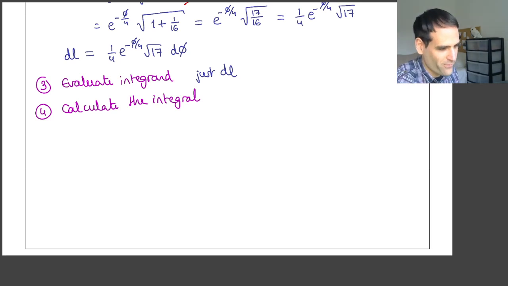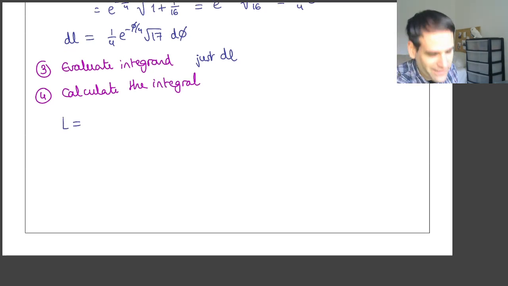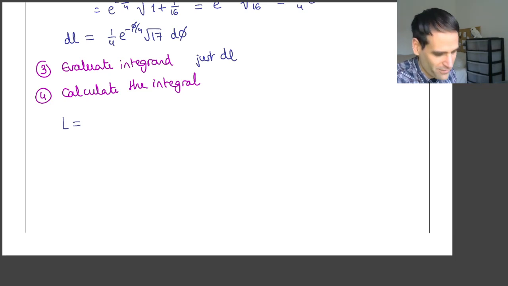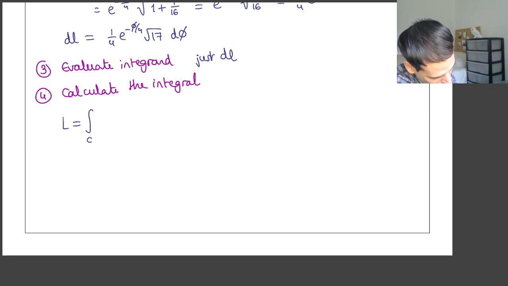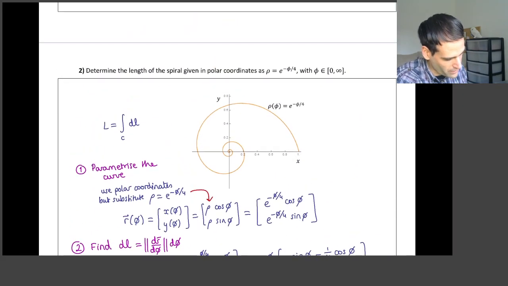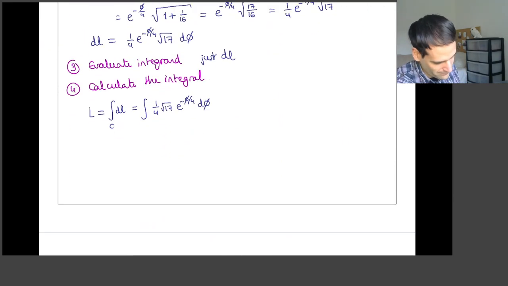So let's do it. So the length of this infinite spiral, we are about to find that it's not actually infinite, even though it goes around the origin an infinite number of times, and yet it's finite. This is one of those magic moments of maths. So the length is the integral over the curve of dl. So we substitute dl. It's 1/4 square root of 17 e to the minus phi over 4 d phi. And what are the limits for phi? So phi is going between 0 and infinity.